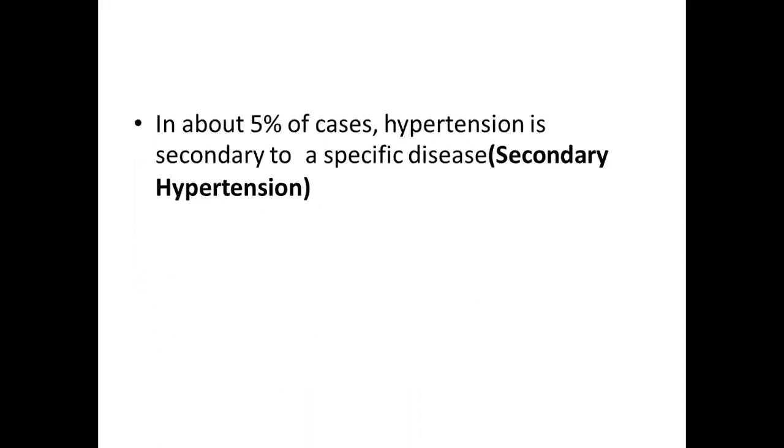In about 5% of cases, hypertension is secondary to specific causes. As I mentioned, in 95% of cases, you won't be able to find any cause or any disease that is causing hypertension. But in 5% of cases, you can identify some diseases which are responsible for the hypertension. That group of people who have hypertension, we call patients with secondary hypertension.